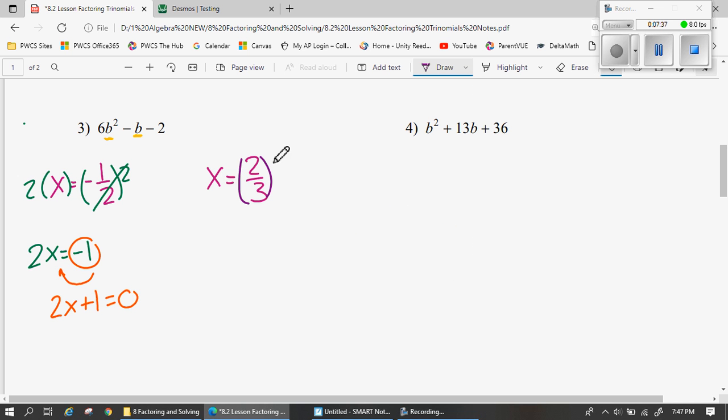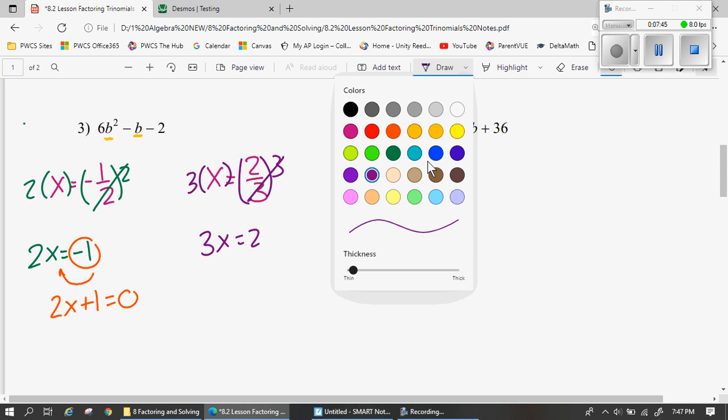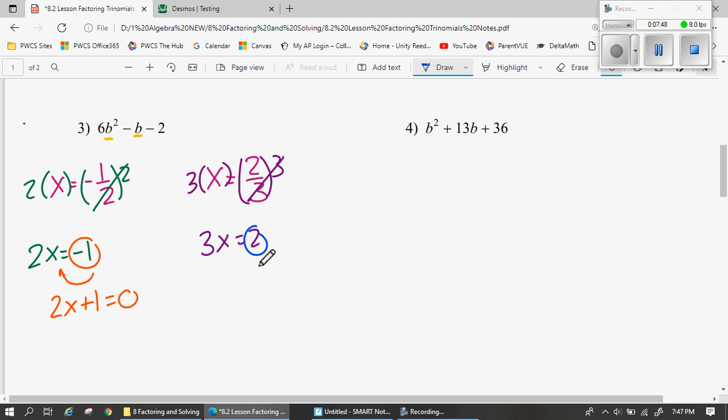And this one I'm going to multiply both sides by 3. Then I want to move that 2 over. It's positive now, but when we move it over to the other side of the equal sign, it becomes negative. So we get 3x minus 2. And then there's nothing left on the right, so it's equal to 0. And so now we have our two factors, 2x plus 1 and 3x minus 2.